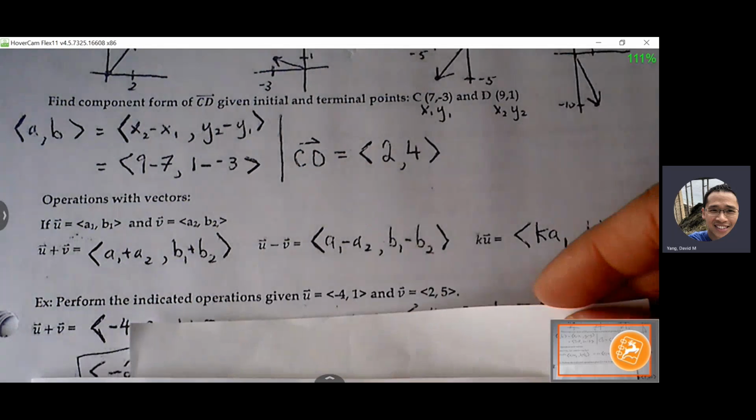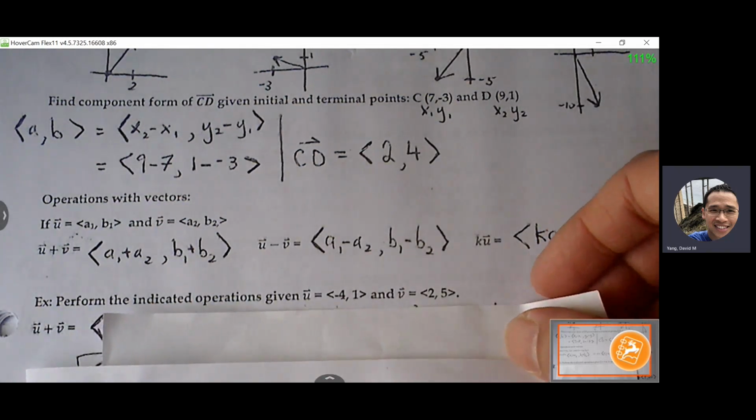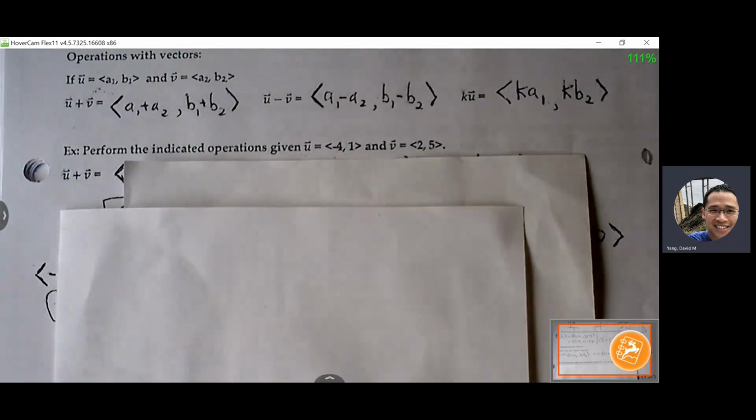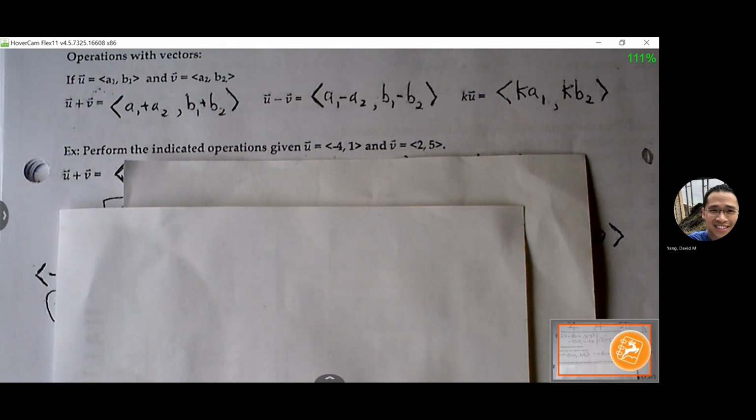Okay, so next up, it says perform the indicated operations. Vector u plus vector v. So how would you combine those numbers together? a1 plus a2 would be... Yep, so -4 goes with what? 2, yep, and then the 1 goes with 5, yep. So you'll still keep it in component form, but then your x's will be put together and your y's, or your b's, will be put together.